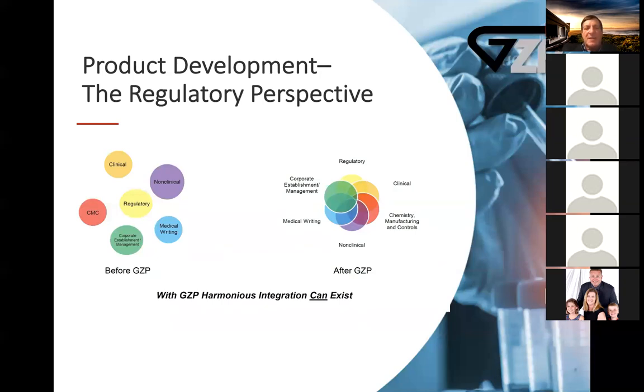The first concept is product development, a regulatory perspective. We believe that regulatory affairs is really the center of all medical product development. The reason is that no matter how good your chemistry manufacturing controls information may be, or your early clinical data, if you have such data, and your non-clinical testing, pharmacodynamic data, PK, ADME, et cetera, without the regulatory process, the program goes nowhere.